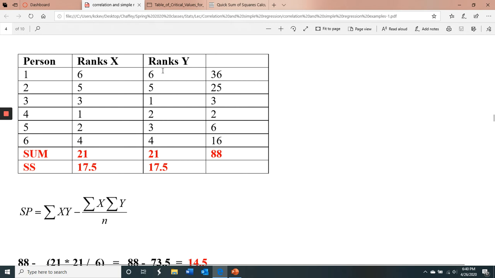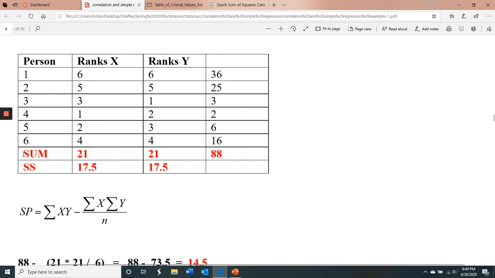I do the same exact thing. I have an XY column. I'm not sure why I didn't label it, but this is XY. Again, this is with the rank data. So I multiply X times Y. 6 times 6 is 36 for person 1. 5 times 5 is 25. Person 3, 3 times 1 is 3, etc. So I'm just doing the same thing. I'm taking the ranks as my data, and I'm multiplying X times Y to get XY in this column.